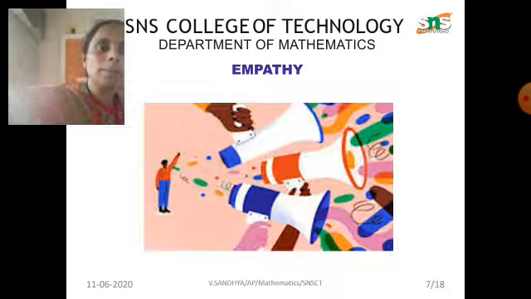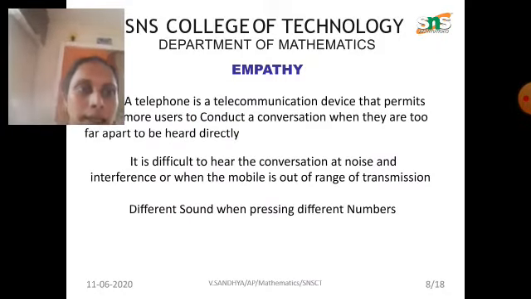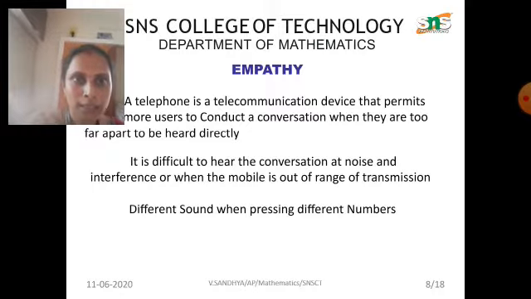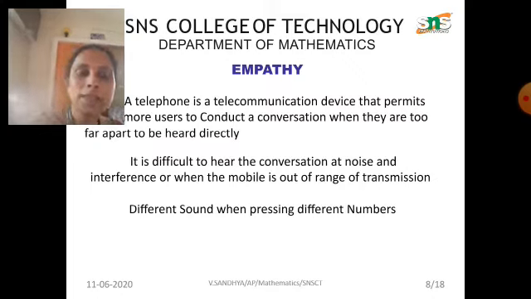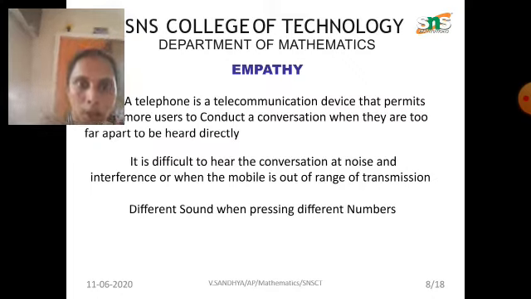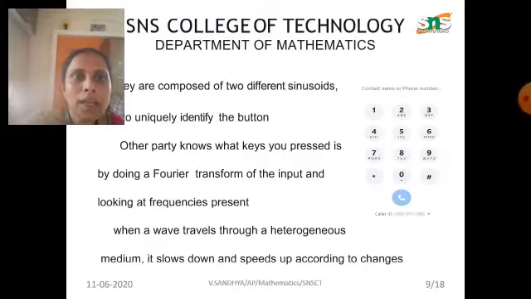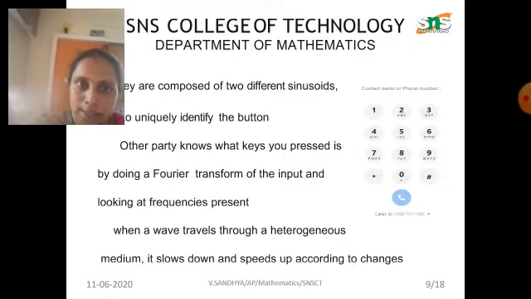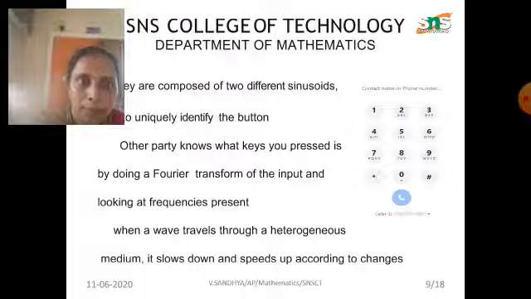Here our problem is: a telephone is a telecommunication device that permits two or more users to conduct a conversation when they are too far apart to be heard directly. It is difficult to hear the conversation with noise and interference, or when the mobile is out of range of transmission. Different sounds are made when pressing different numbers. They are composed of two different sinusoids. One of them uniquely identifies the button.